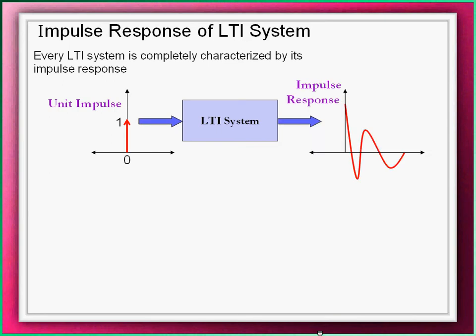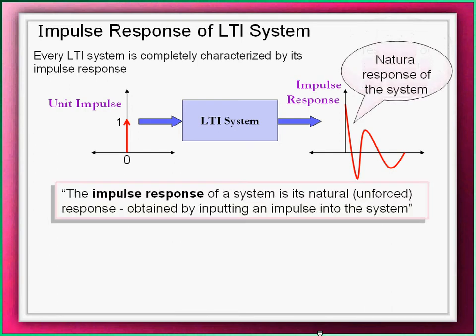An impulse is a signal that exists for a short instant of time and is zero everywhere. Hence the name impulse, and the response of the system to such an input is termed as impulse response. Impulse response is said to be the natural response of the system.